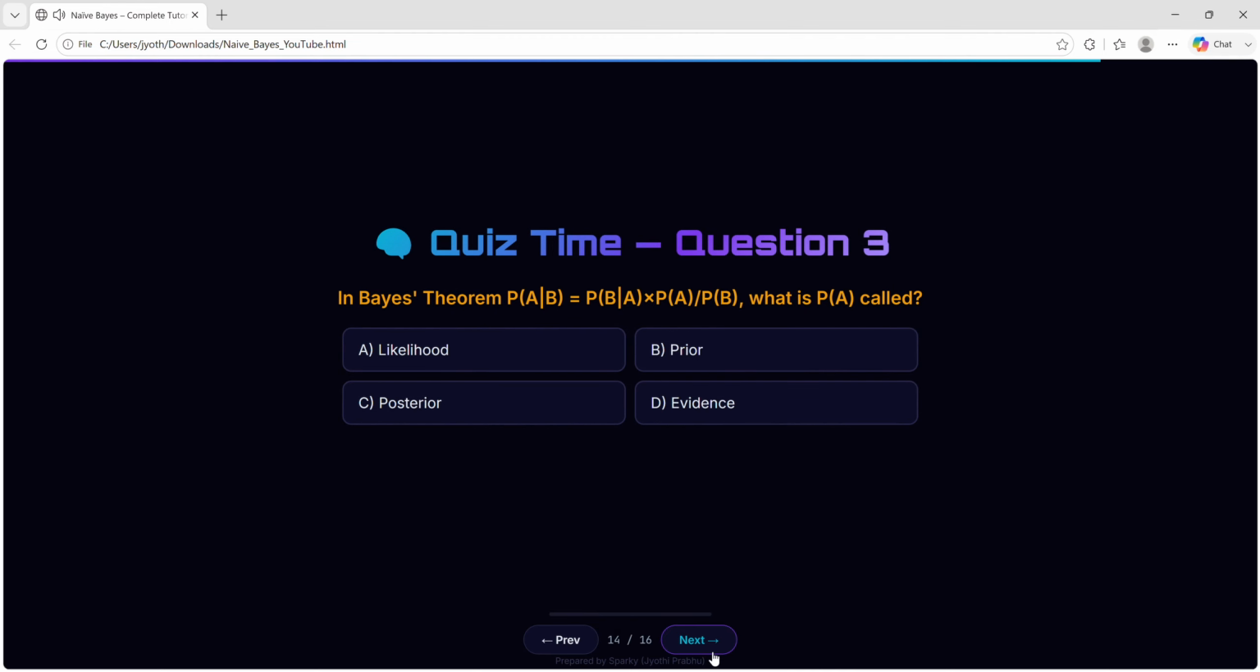Quiz time. Question 3. In Bayes' theorem P of A given B equals P of B given A times P of A divided by P of B, what is P of A called? Think about what it represents before seeing any evidence.